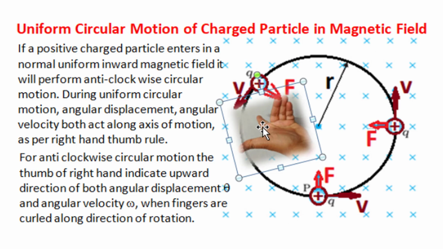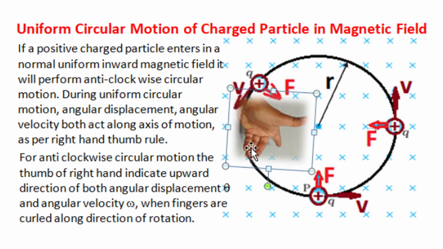At this new position, this forefinger is in the direction of magnetic field inward, and we can rotate the left hand such that the middle finger gets aligned with the direction of velocity of the positive charge. Then this thumb indicates the direction of force, always towards a central position, and the particle performs a circular motion.